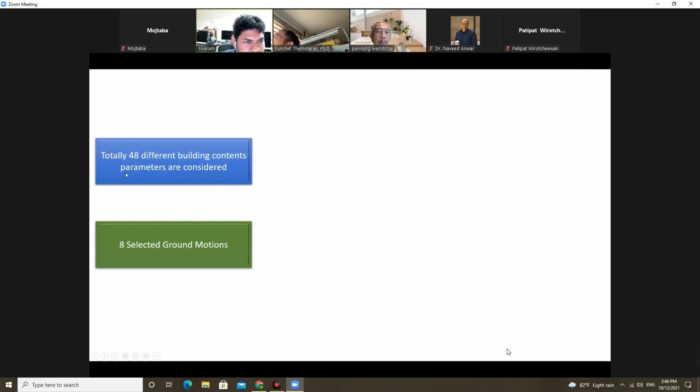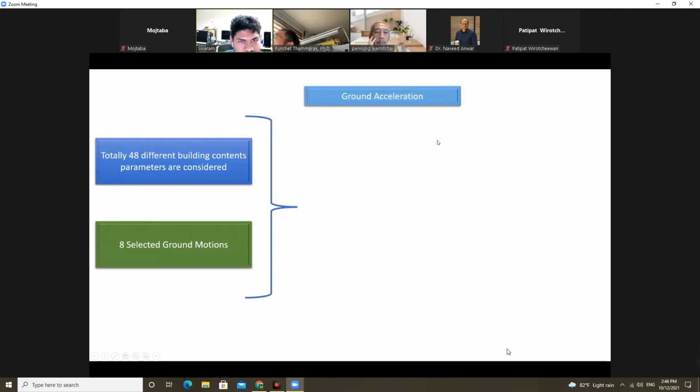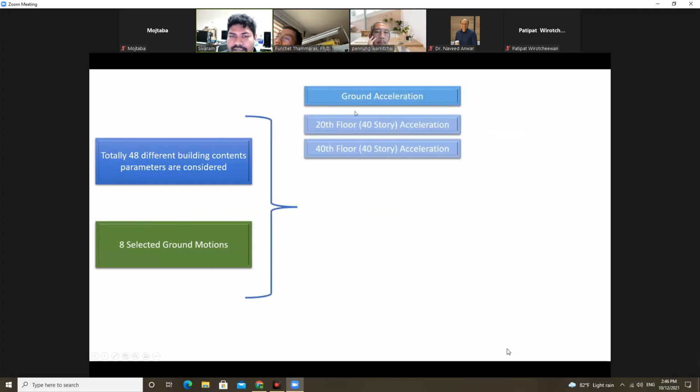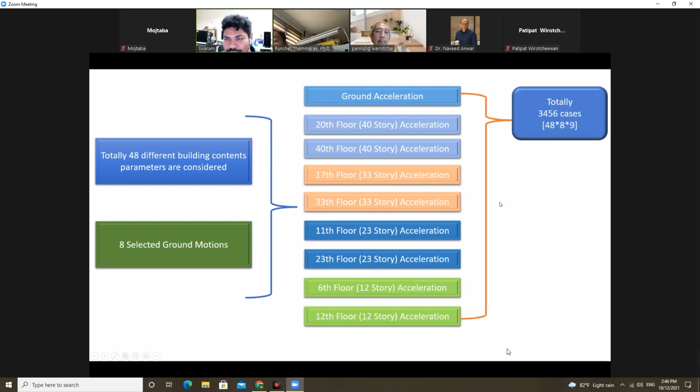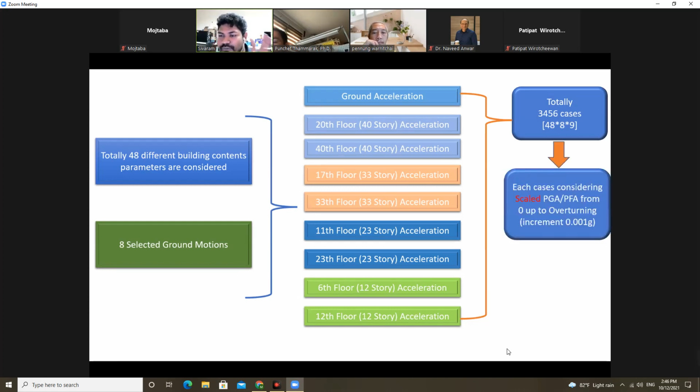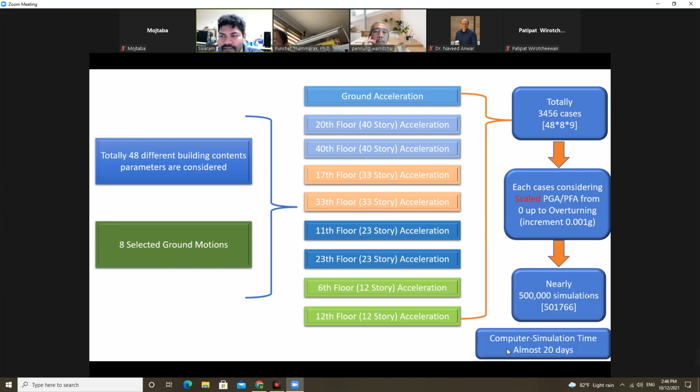So in our case, as I said earlier, there are 48 different blocks we considered, and we chose 8 ground motions. Then we consider the ground acceleration, then floor acceleration for the 20th floor and 40th floor, the 17th floor and 33rd floor, the 11th and 23rd, and the 6th and 12th. So totally, we have nearly 3,500 cases. For each case, we scale the peak ground acceleration or peak floor acceleration from 0 up to the overturning of that case, incrementing by 0.001 g. Considering that, we simulated about 500,000 simulations. The computational time took about 20 days continuously.